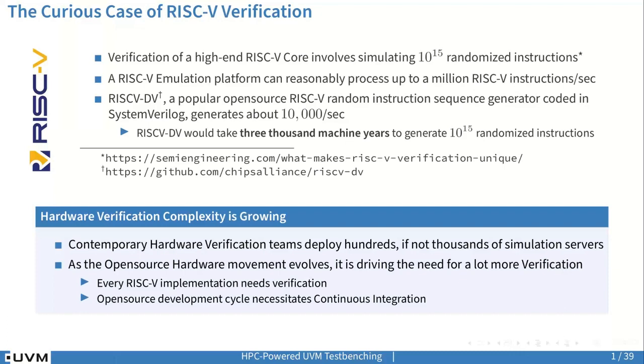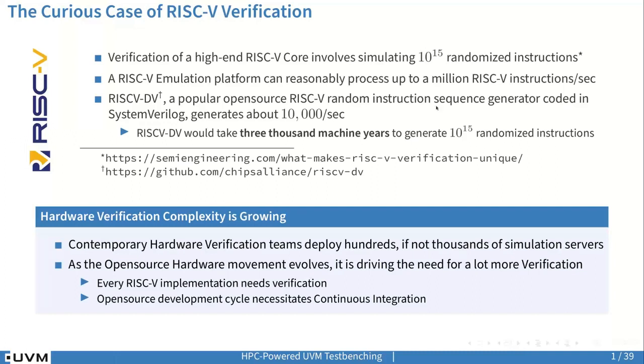The curious case of RISC-V verification. This is kind of the motivation for our work, one of the motivations. When you verify a high-performance, high-end RISC-V core, it may take as many as 10^15 randomized instructions. The same would be true for ARM processors as well as for any other processor. Actually, this number is coming from a white paper written by ARM.